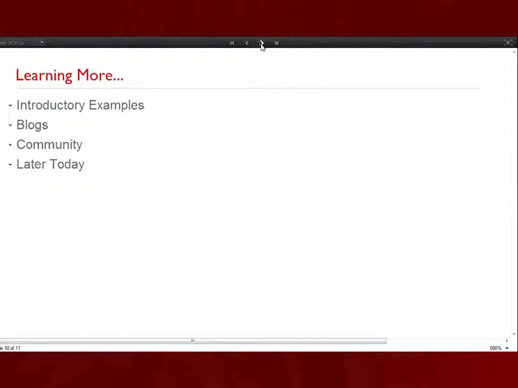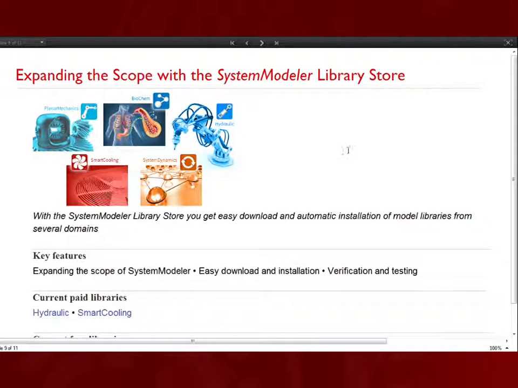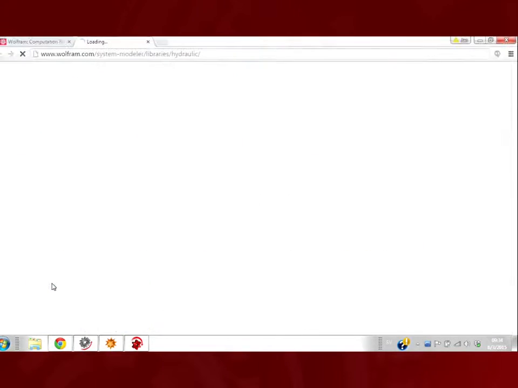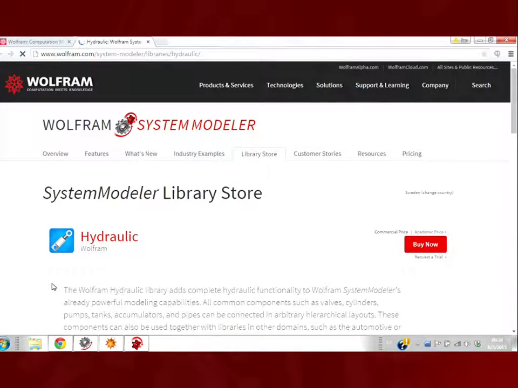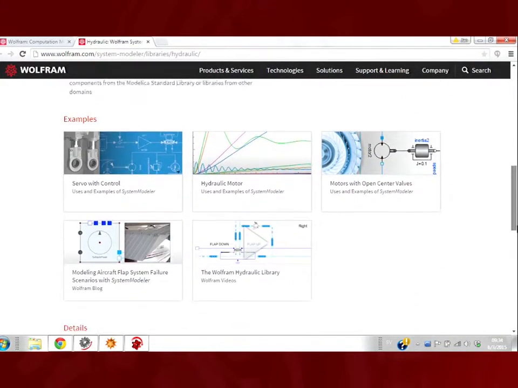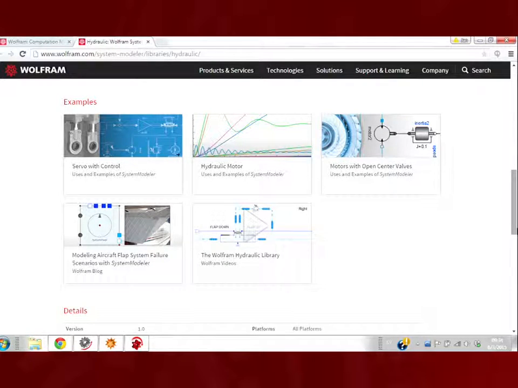I won't really talk too much about the different libraries, but let me just show the hydraulic library quickly from the library store. In the library store, you will see the libraries describe the price or whether they are free. You can request a trial, and in this case, you can see it's 645 pounds if you're based in Sweden. You can change to whichever country you want to see the price for. And then you will see the key features, but you will also have examples for how to use it.